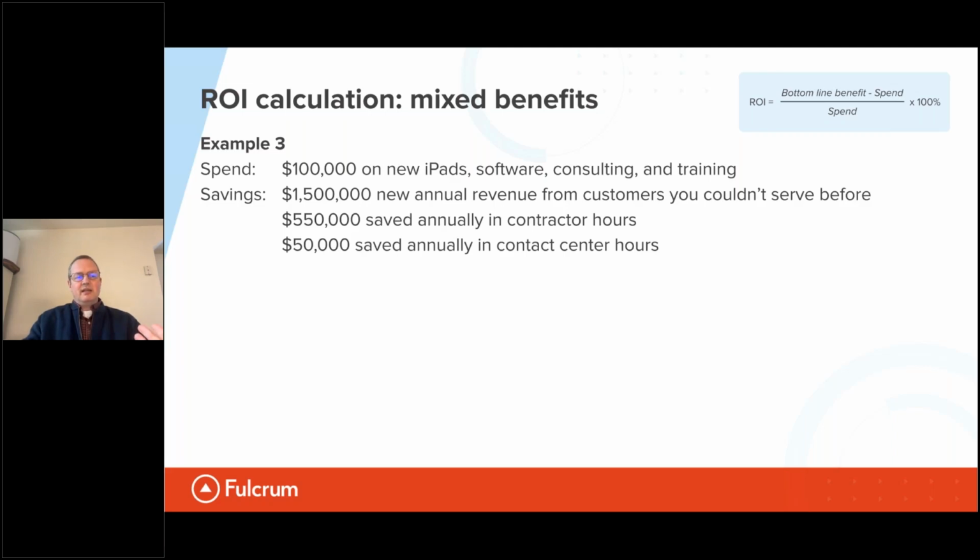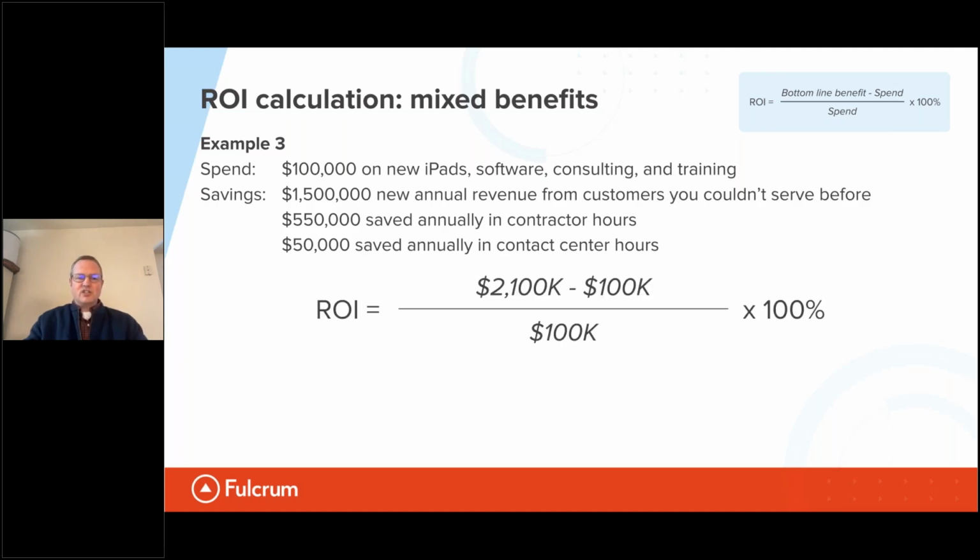So the savings and revenue, that's actually mislabeled, I just noticed. The savings and revenue together is the 1.5 million plus the $600,000. So it's actually $2.1 million that I'm either saving or gaining. And then I subtract away the 100K that I spent to get there. And that leaves me $2 million divided by 100K. $2 million divided by 100K is going to be equal to 20, and times 100% gives me a 2,000% ROI.